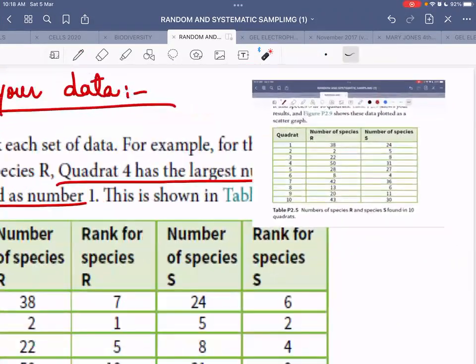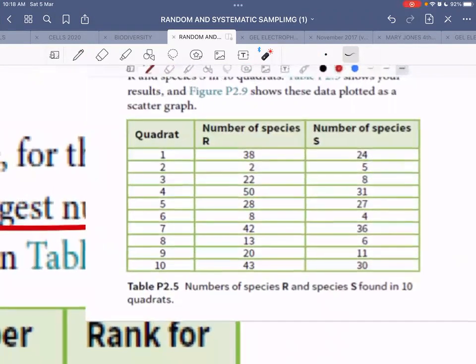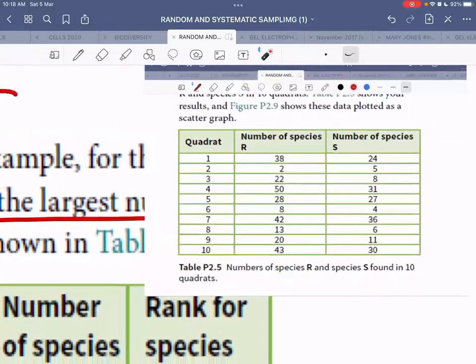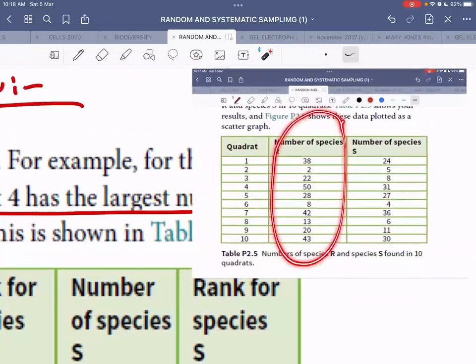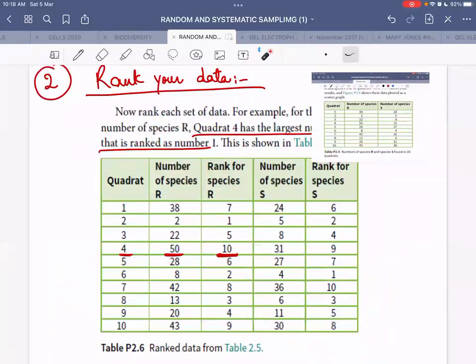So what are we doing? हमारे पास था number of species R and number of species S and the total number of quadrats that we have used. ये हमने कोई random या systematic जो भी हमने sampling की है वो की है. 10 quadrats हमने use किए हैं. And in each quadrat we are calculating the number of species R. तो quadrat number 1 में हमें 38 मिले, quadrat number 2 में हमें 2 मिले, and so on. ठीक है? अच्छा, and now what did we do? We had 2 columns, and now we are ranking this data. This is the first step for Spearman's rank correlation. हम rank कर रहे हैं कैसे? थोड़ा सा मैं इसको यहाँ पे लेके चलती हूँ.